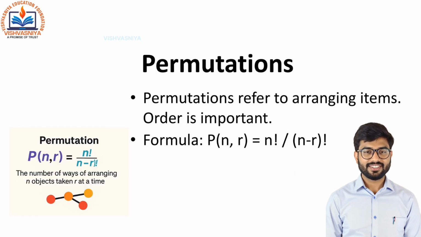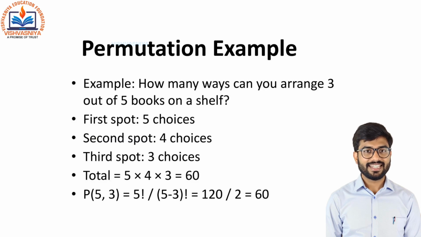Permutations. Permutations refer to arranging items. Order is important. The formula is as follows. P(n, r) equals n factorial divided by factorial of n minus r. Let's understand this with an example. How many ways can you arrange 3 out of 5 books on a shelf?